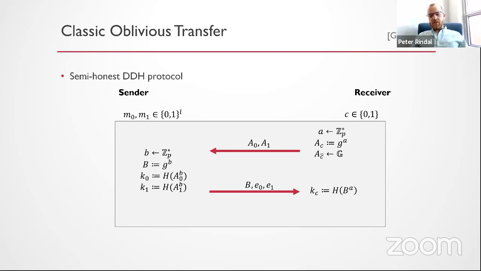So for the rest of this talk, I'm just going to hide the encryptions that I'm sending. Instead of writing out the encryptions, I'm just going to say E0 and E1, and these are encryptions of the messages under the corresponding keys.